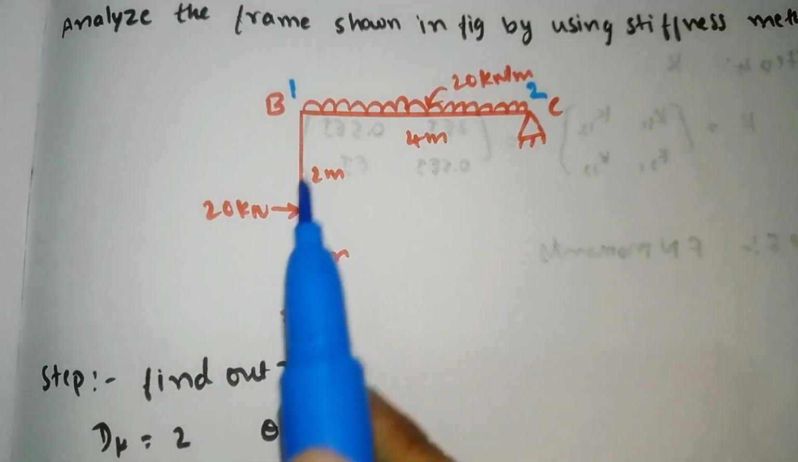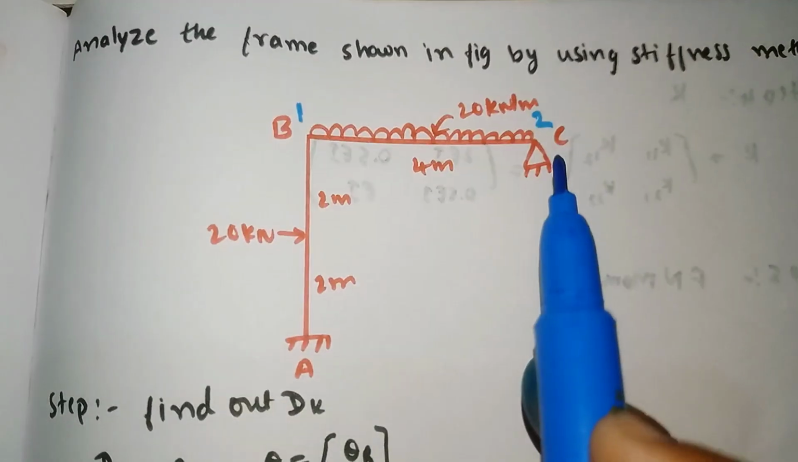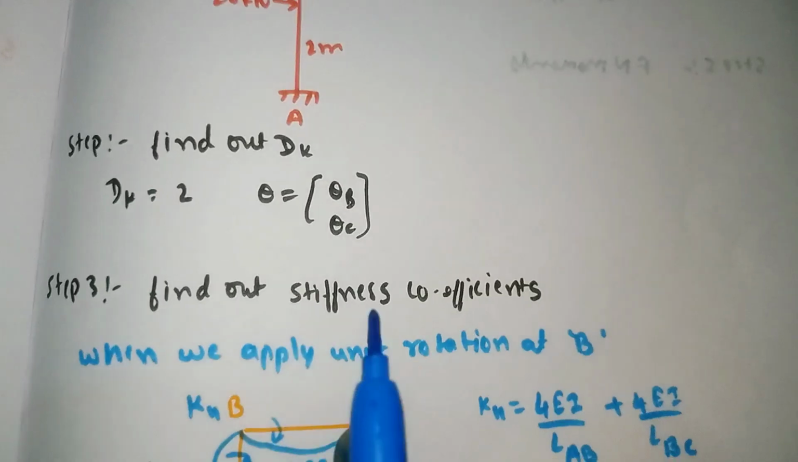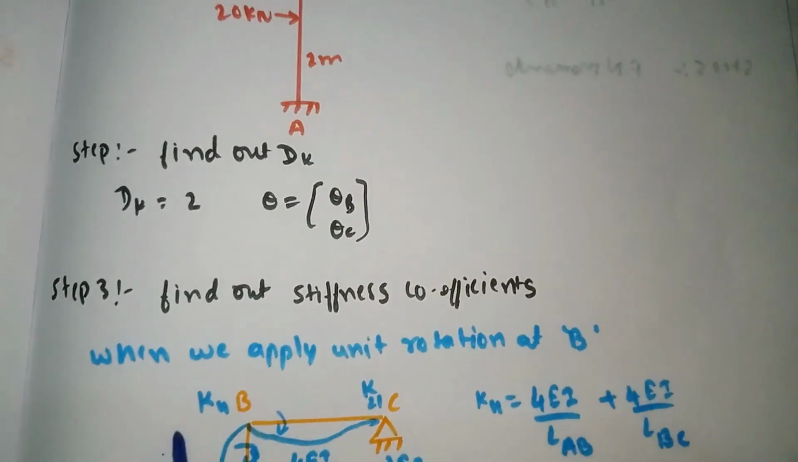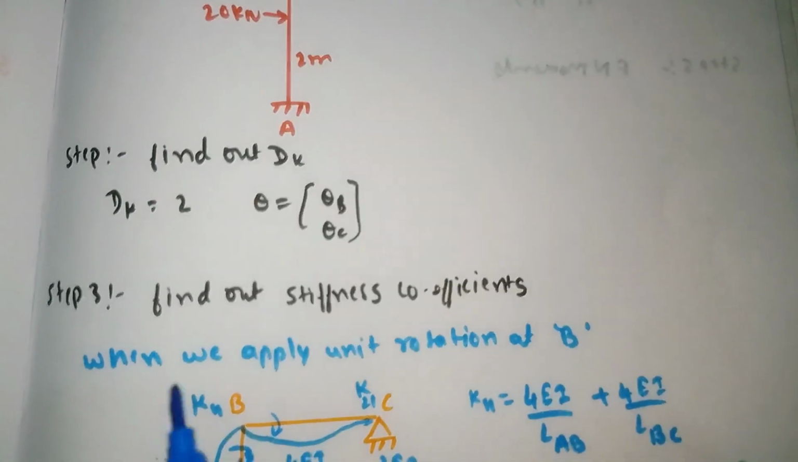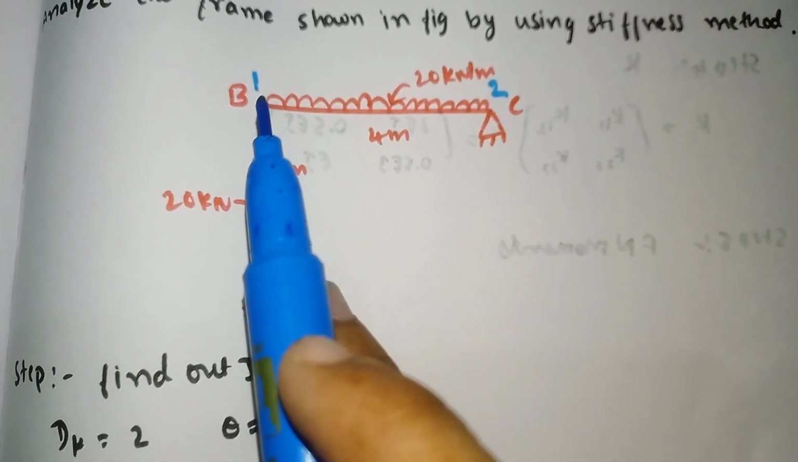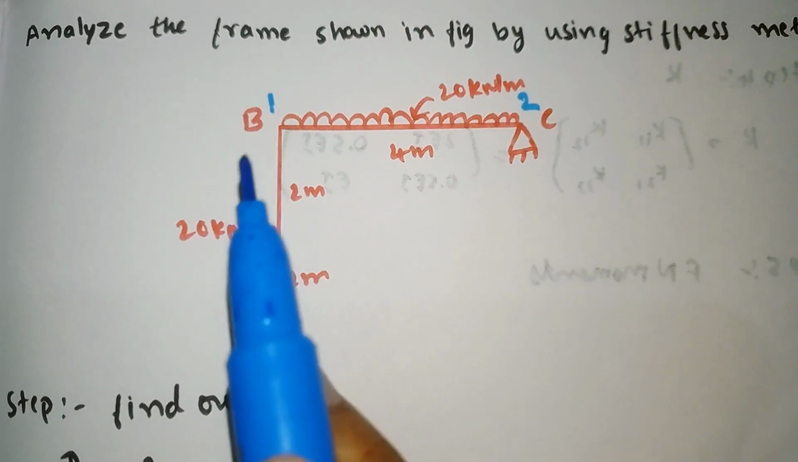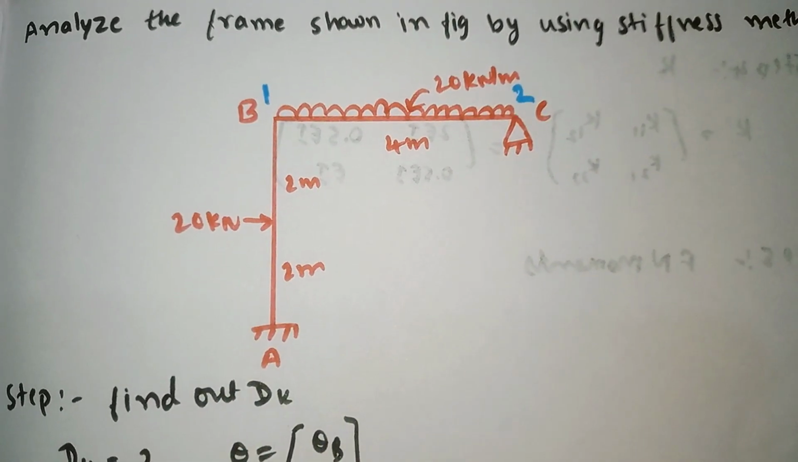And our second step, step number 2, is giving names to the coordinates. So I gave coordinate number 1 and 2 here. And our third step is to find out the stiffness coefficients. So for that, this is our coordinate number 1 and this is our coordinate number 2. When we apply the unit rotation at coordinate number 1, what happens, we'll see.